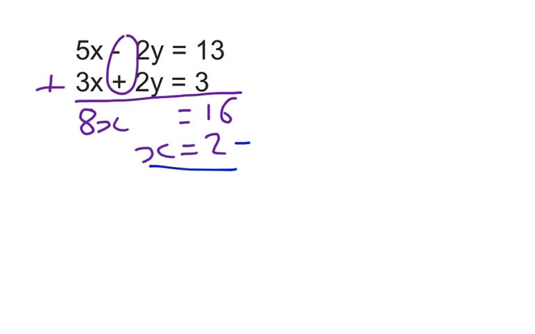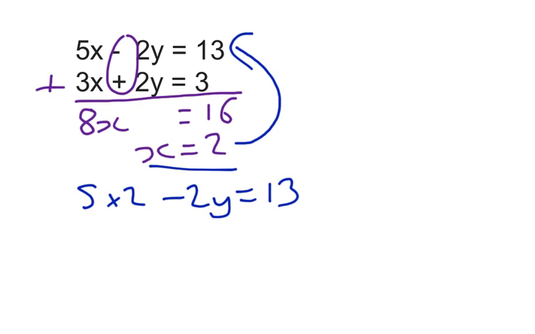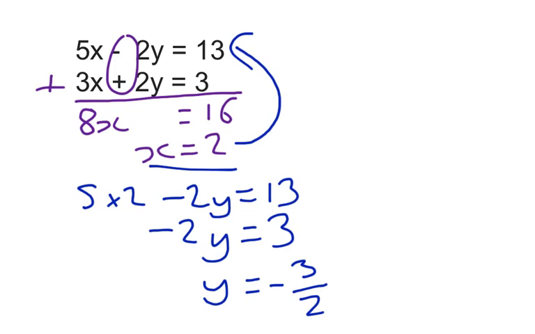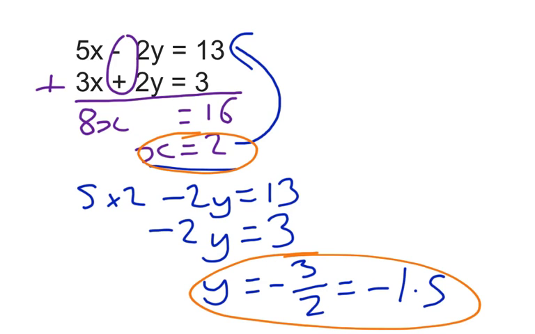Substitute this back into one of the equations, and we get 5 times 2 minus 2y equals 13, or 5 times 2 is 10, so we have minus 2y equals 3. So y equals minus 3 over 2, which is equal to minus 1.5. So we've got x equals 2 and y equals minus 1.5.